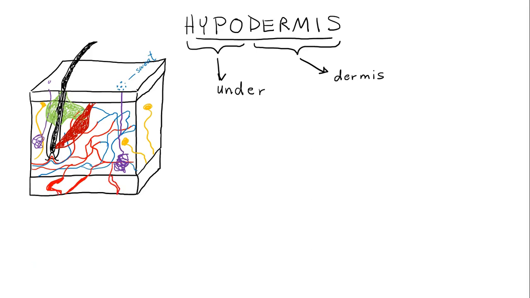And the hypodermis has larger blood vessels that are obviously going to feed into the blood vessels of the dermis. And so if you cut yourself and the cut goes all the way down into the hypodermis, then you will bleed a lot more than if you just cut yourself as deep into the dermis.